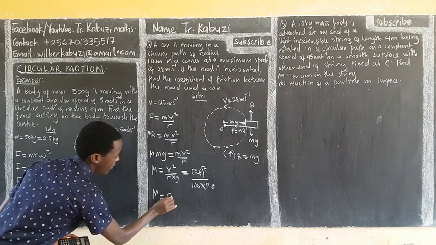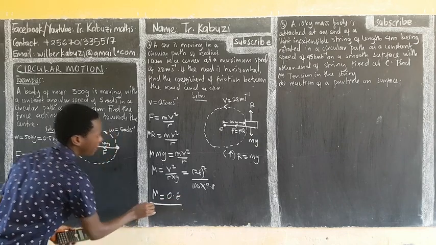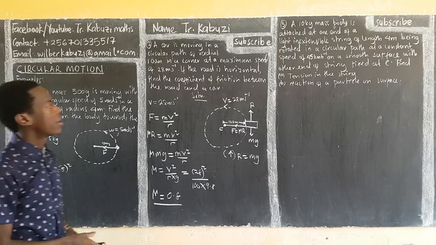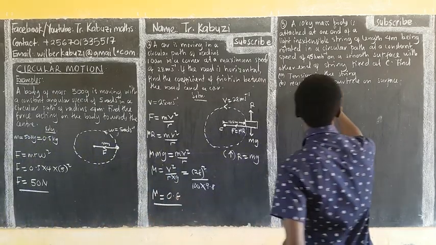So this one is going to give me 0.8. That is the case there. As simple as that.